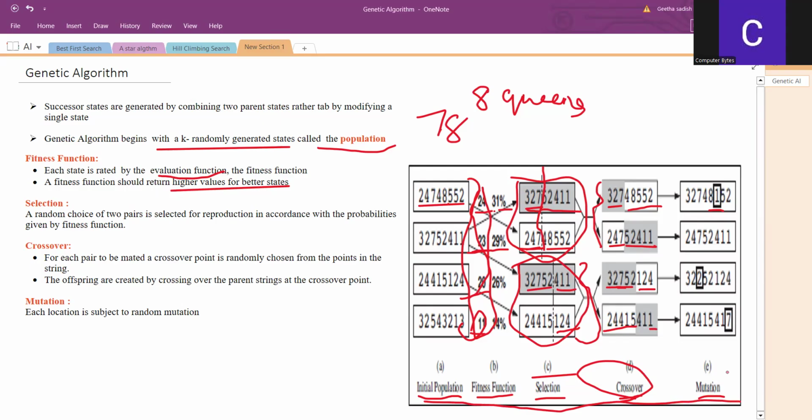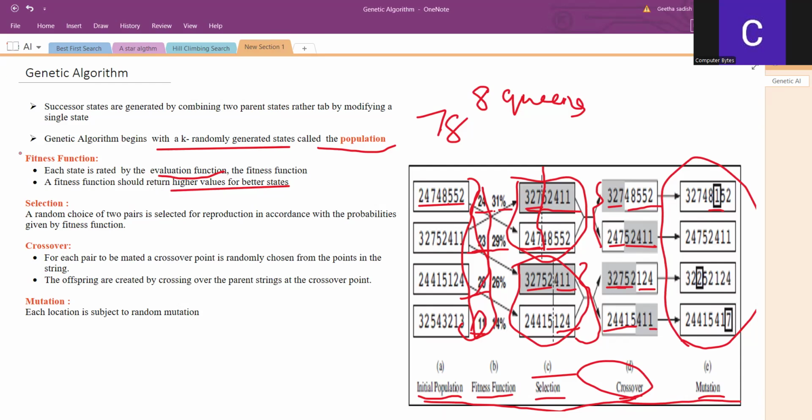For the second iteration, these states become the initial population. Likewise, it continues until a better solution has been found. That's all about the genetic algorithm.